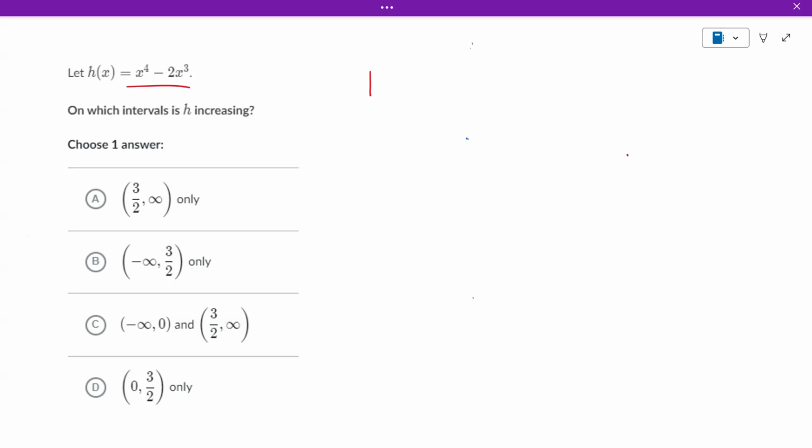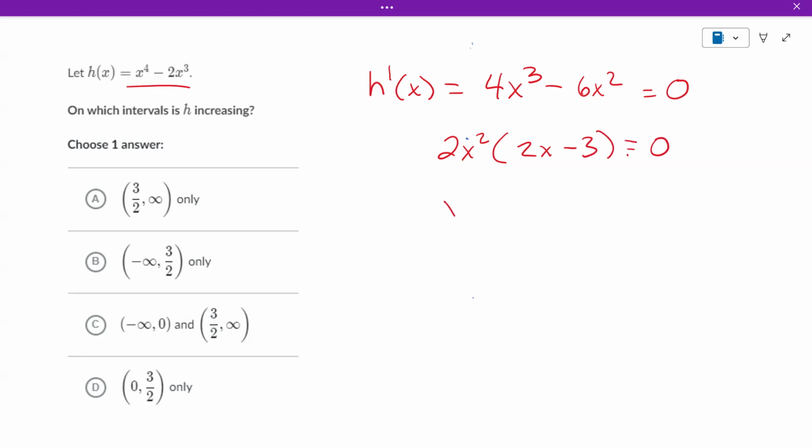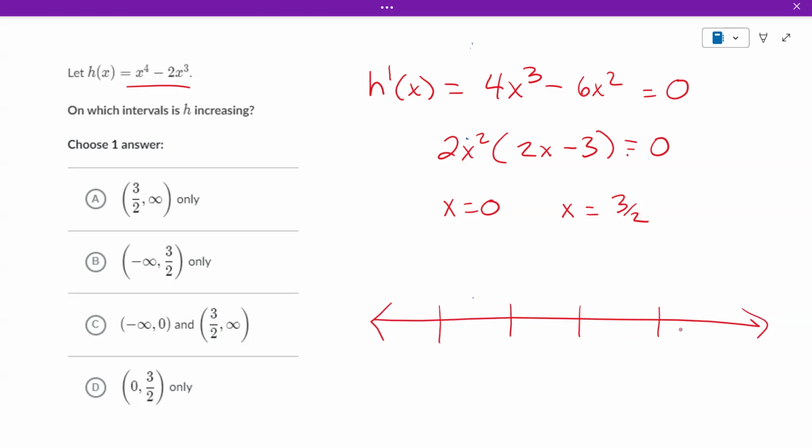So we take the first derivative of that, which is 4x to the third minus 6x squared. We set it equal to 0, factor out 2x squared, and we get 2x minus 3 equals 0. So x equals 0, and x equals 3 halves. Here's 0, here's 1, here's 2, here's 3 halves, because 3 halves is 1 1/2.